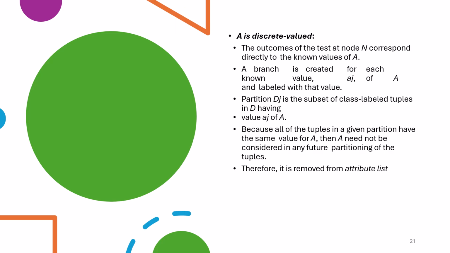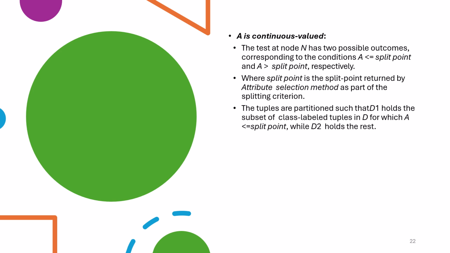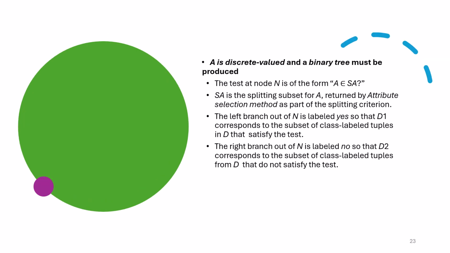For a discrete-valued A, the outcomes of the test at node n correspond directly to the known values of A. Therefore, A is removed from the attribute list. If A is continuous valued, the test at node n has two possible outcomes corresponding to the conditions A is less than or equal to split point and A is greater than split point, respectively. If A is discrete valued and a binary tree must be produced, the test at node n is of the form A is an element of SA. The right branch out of n is labeled no, so that D2 corresponds to the subset of class-labeled tuples from D that do not satisfy the test.